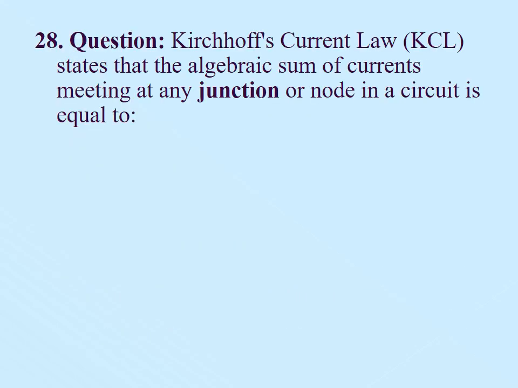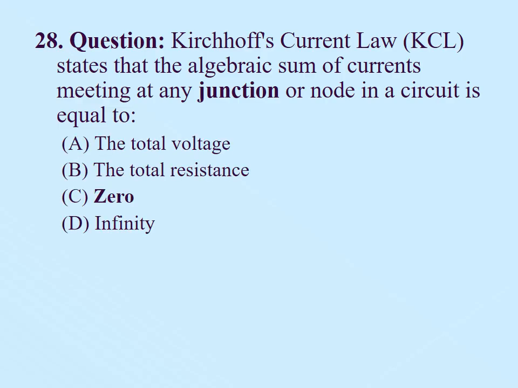Kirchhoff's current law states that the algebraic sum of currents meeting at any junction or node in a circuit is equal to: Option A, the total voltage. Option B, the total resistance. Option C, 0. Option D, infinity. Answer is option C, 0.